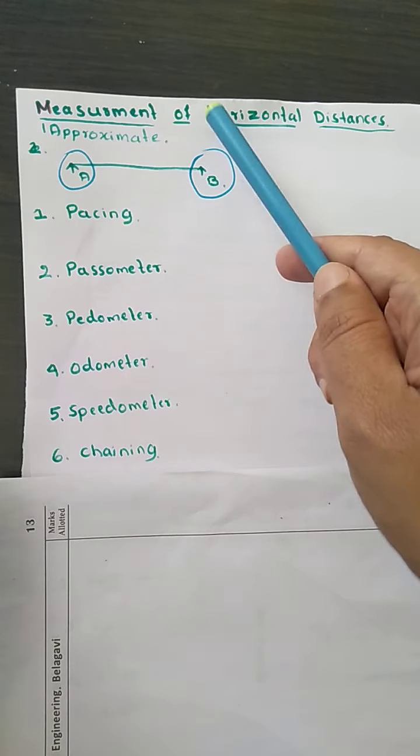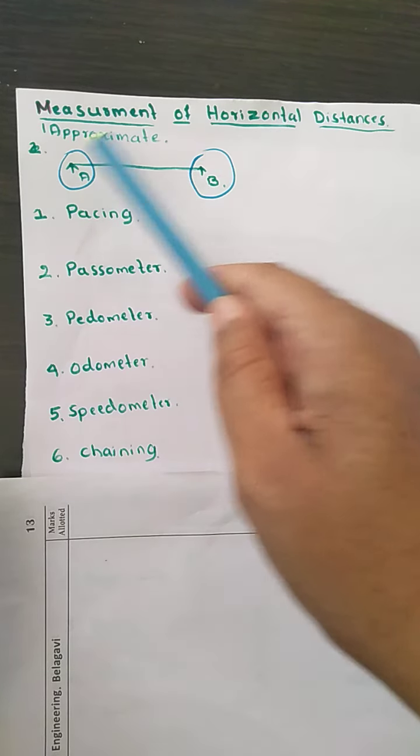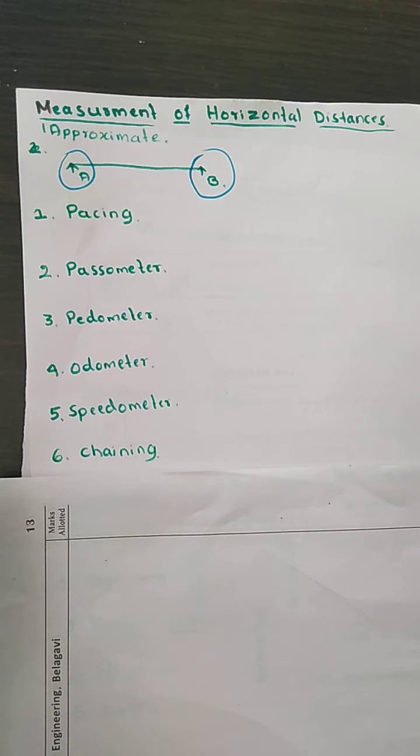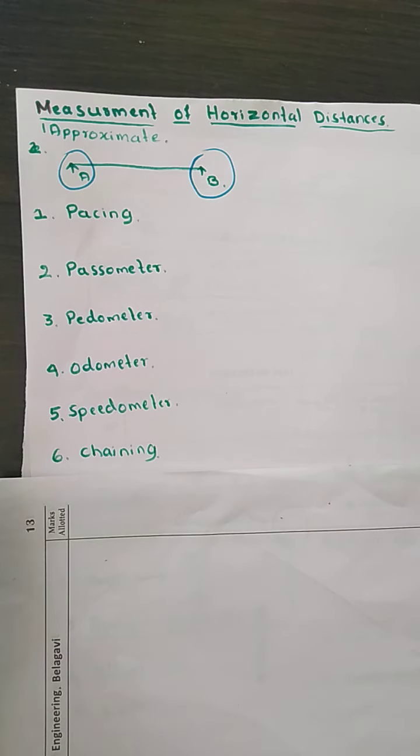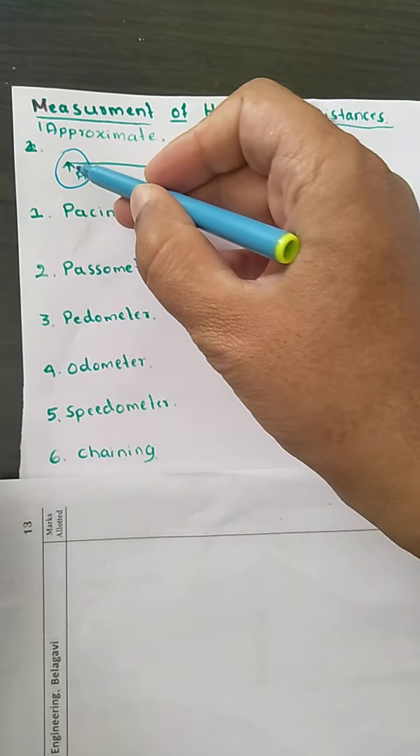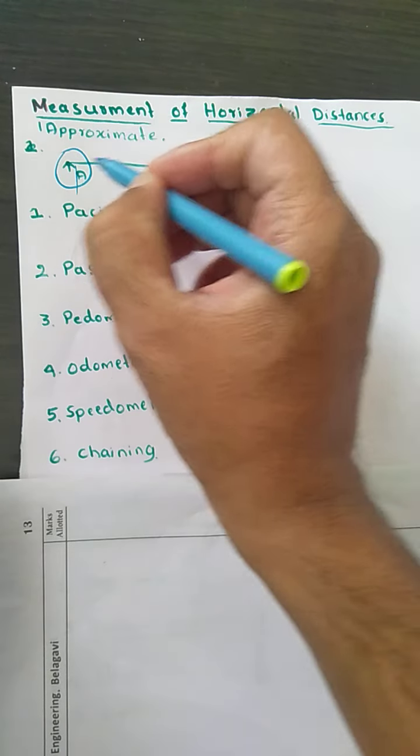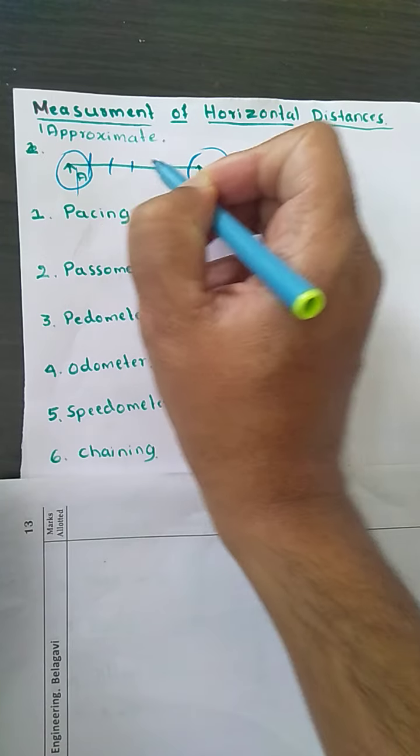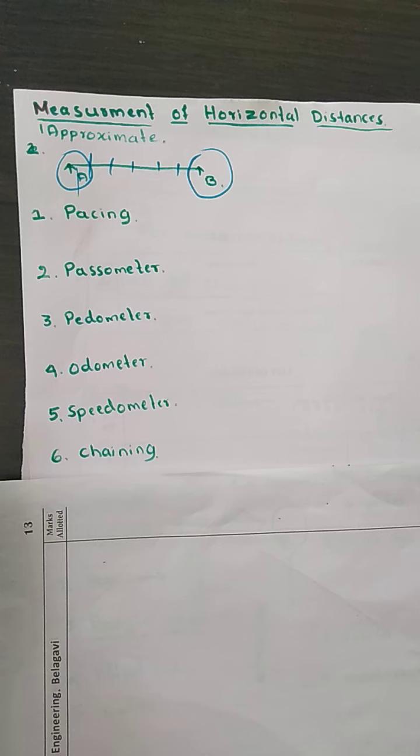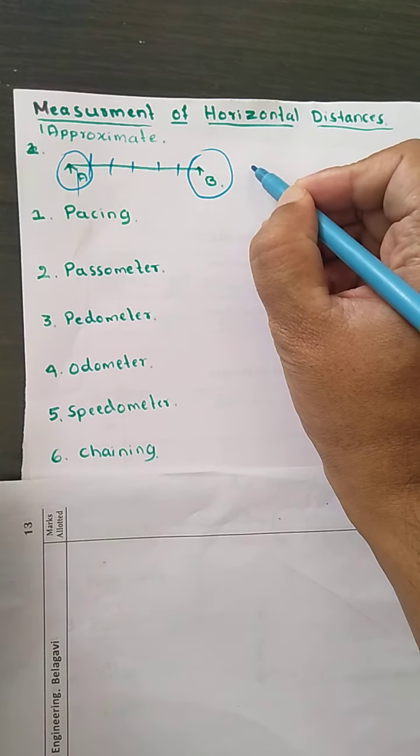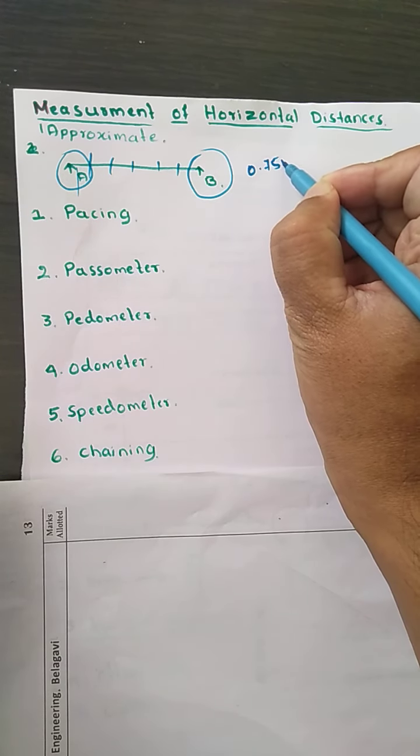A is at one point, B is at the other point. How to measure the horizontal distance? We are going to use these different methods. First is pacing. Pacing is when a surveyor walks along the line to be measured and counts the number of steps. When he travels from A to B, he counts the steps, and each step is approximately 0.75 meter.